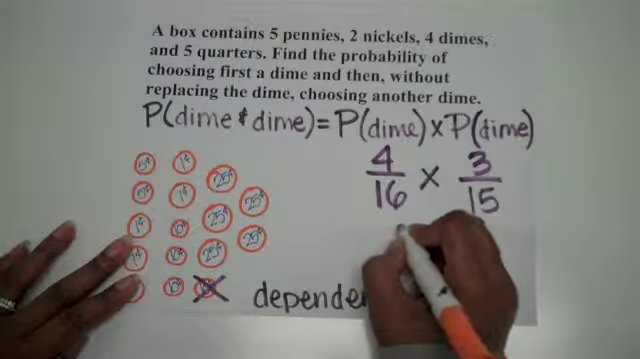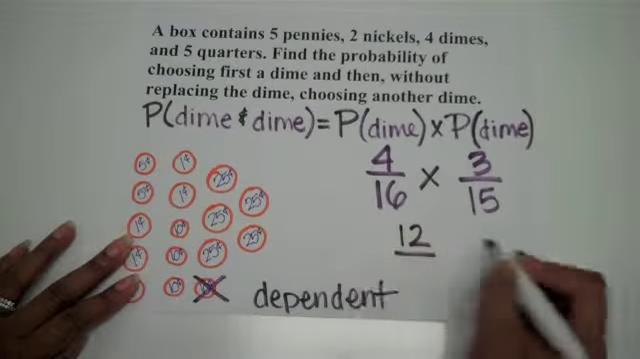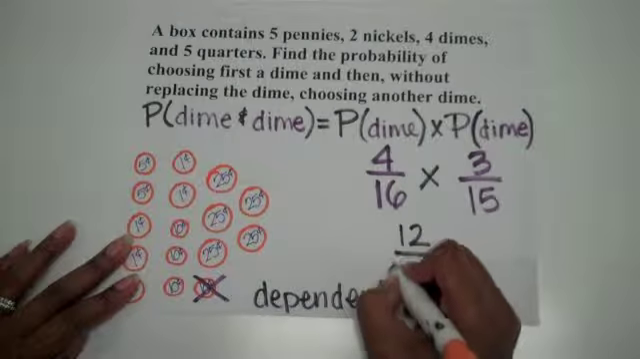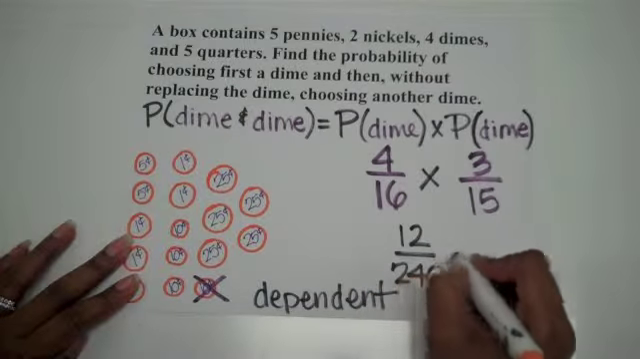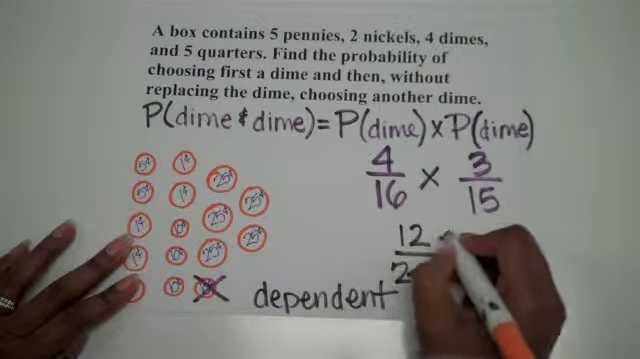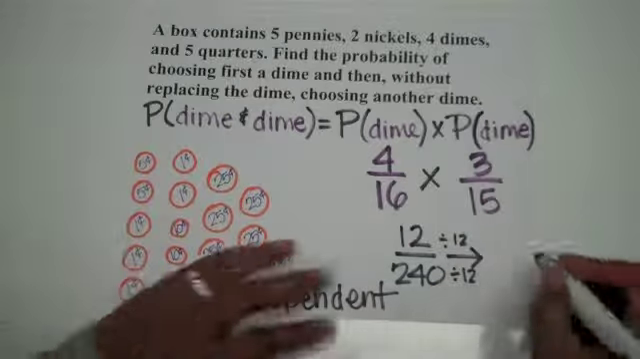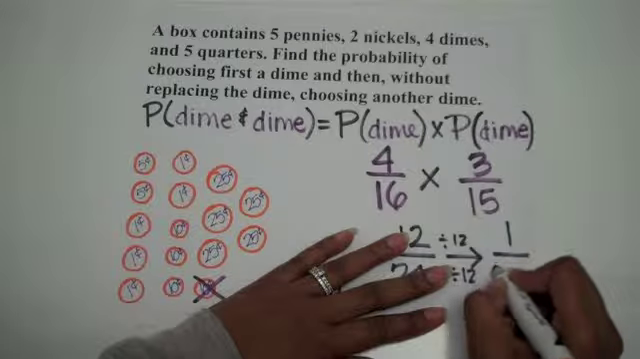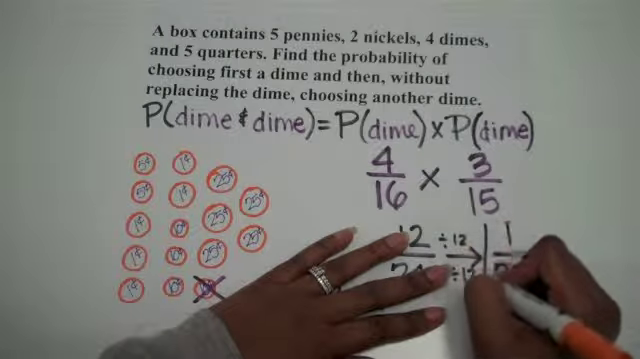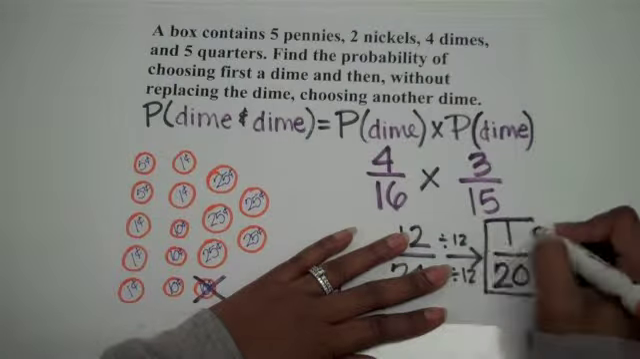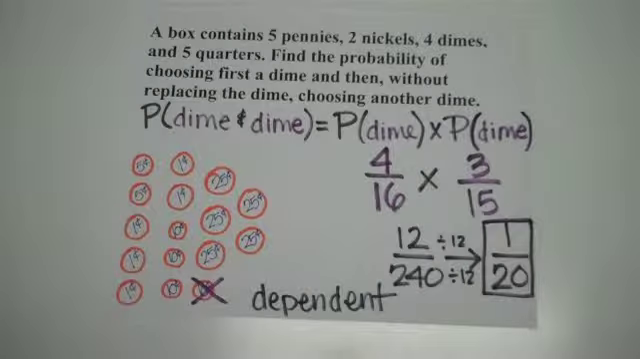So 4 times 3 is 12, and 16 times 15 is 240. And I can simplify that by dividing both of those by 12 to get a probability of 1/20, meaning I have a 1 in 20 chance of picking 2 dimes from the box.